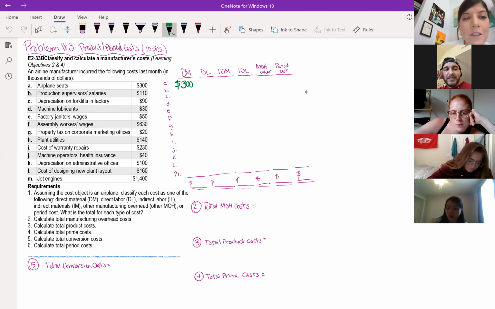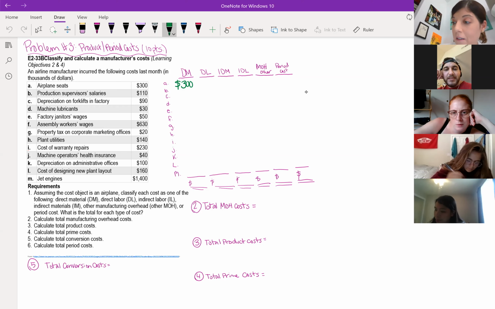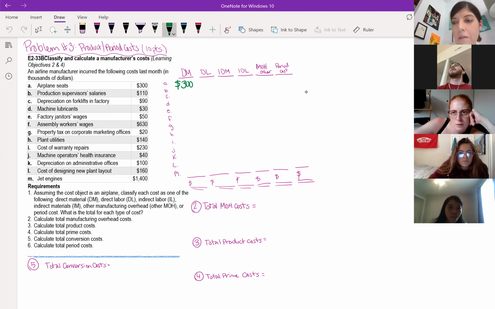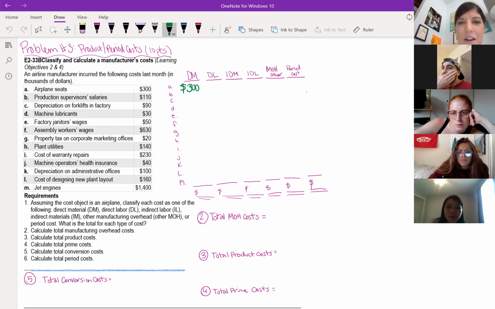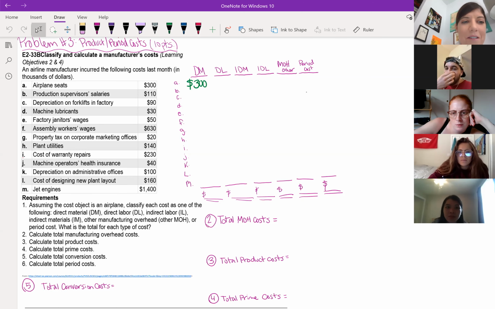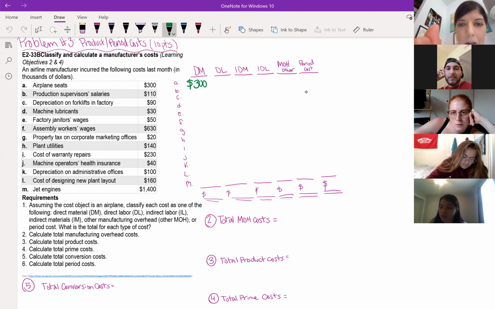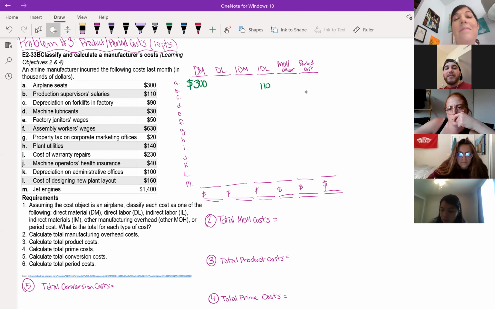Production supervisor salaries, 110. That costs MOH other. Production, MOH, manufacturing overhead, and then what is it classified? Oh, I forgot about indirect labor. Yep, 110. Is the test going to want us to specify? Okay. Yep.